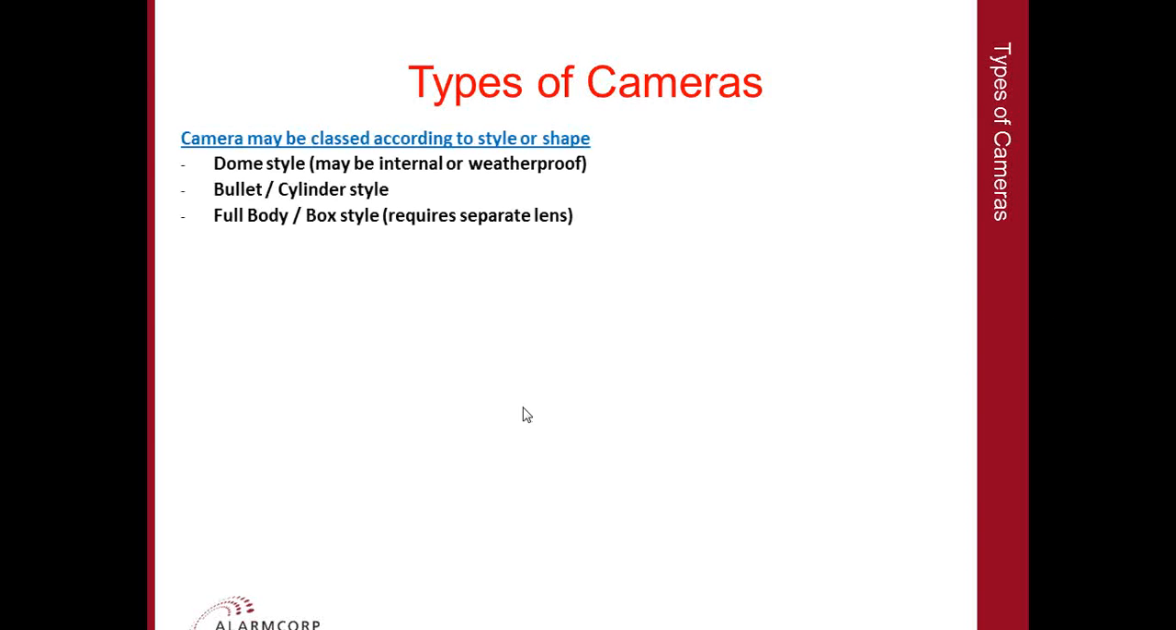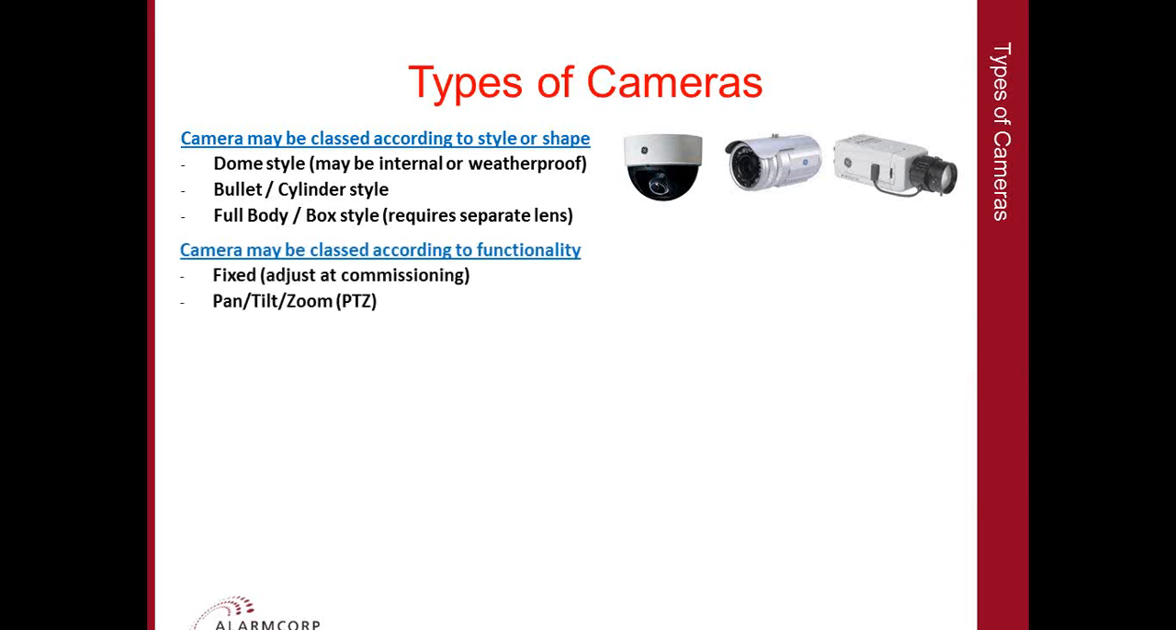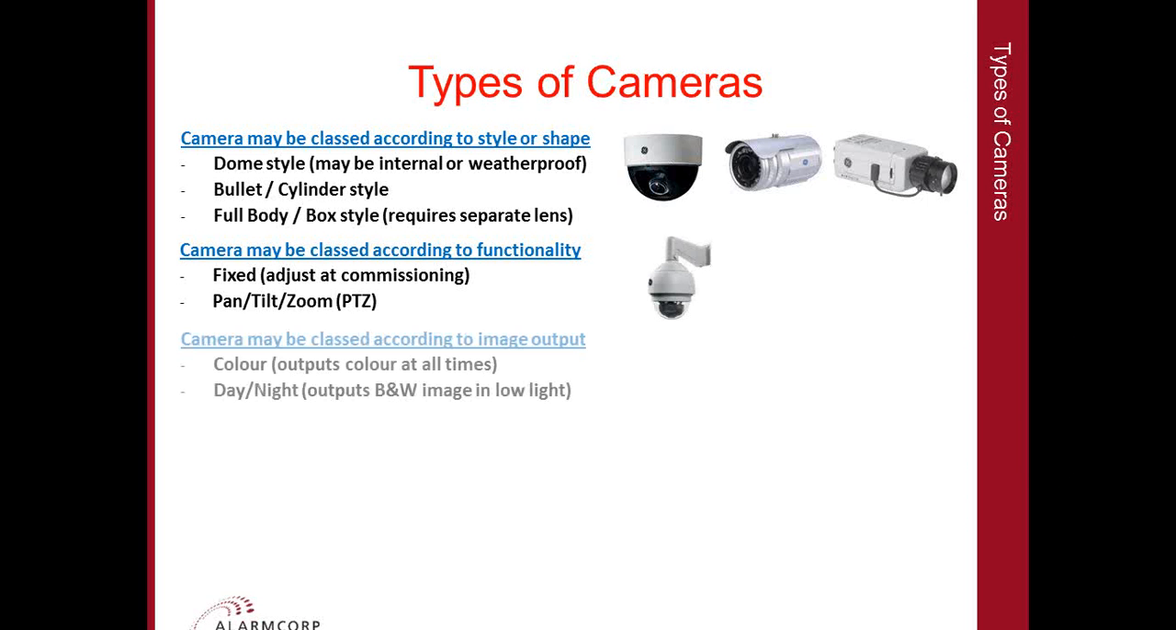Now, cameras may be classed according to shape or style. So your dome style, which may be internal or weatherproof, it may be a bullet or cylinder style, or it may be a traditional full body or box style which requires a separate lens. The major difference here is that your dome and your bullet style cameras tend to be all in one with the lens already included, and therefore to some extent the choice of the lens is made for you. Of course, you can classify cameras according to functionality, fixed or pan-tilt zoom, or PTZ for short.